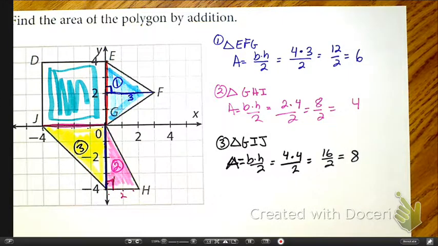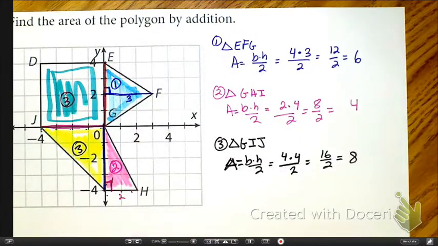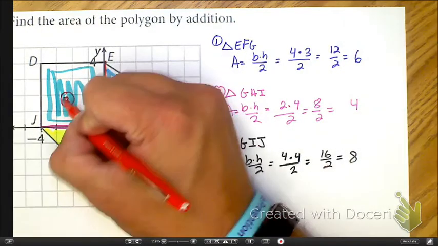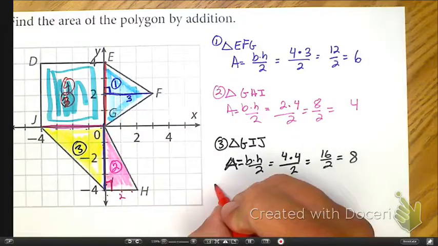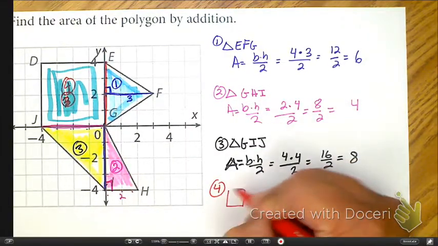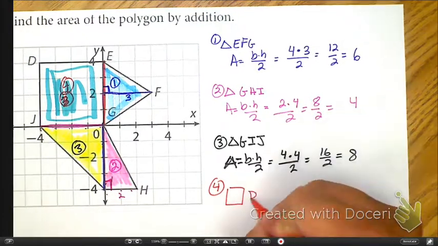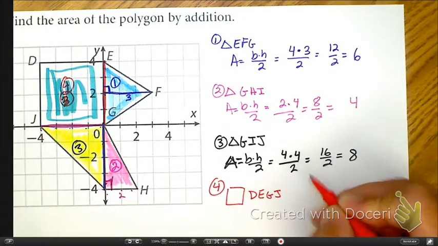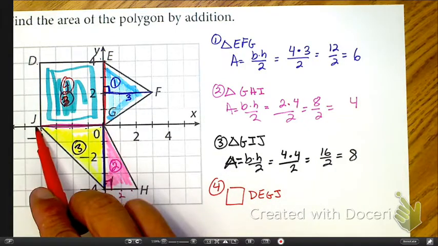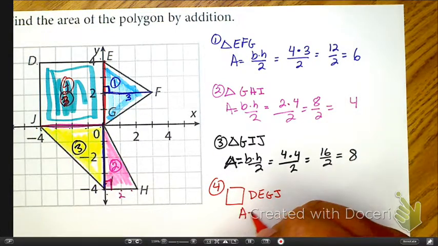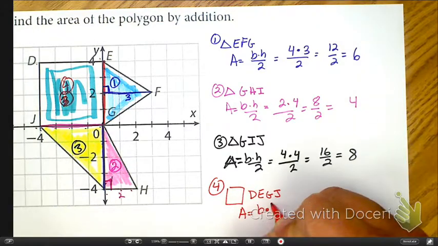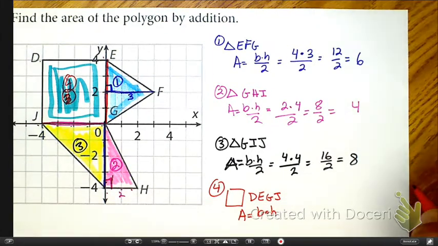So far, so good. I've accomplished the 3 triangles. Now we need to find the area of our last shape, the rectangle or square perhaps up there. That's number 4. We would call that D, E, G, J. And the area of any rectangle, any square, any parallelogram is base times height.